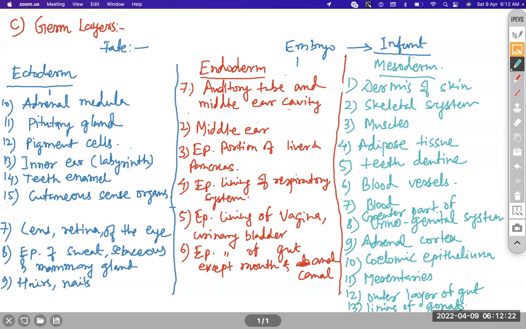Okay, so now I'm ending this class. In the next class, we will see another important characteristic of animals, and that will be the cavities and coelom. Thank you.